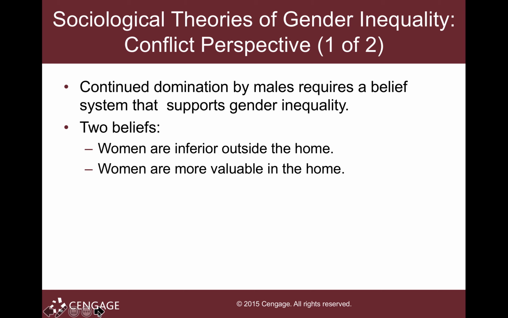So the conflict perspective states that continued domination by males requires a belief system that supports gender inequality. Two beliefs: women are inferior outside the home, women are more valuable in the home. So the conflict perspective, like always, is going to look at when we marginalize one portion of society and how a power structure is developed, and basically here we see how the conflict perspective investigates and looks at these belief systems that continue to dominate society.